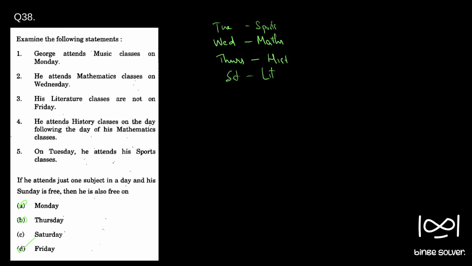Moving on to the next question, question 39. In a row, A is in the 11th position from the left and B is in the 10th position from the right. So we'll just mark that out. A is 11th, so there are 10 people behind A. Then B is 10th from the right, so there are 9 people behind B.